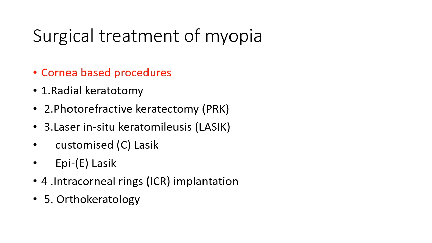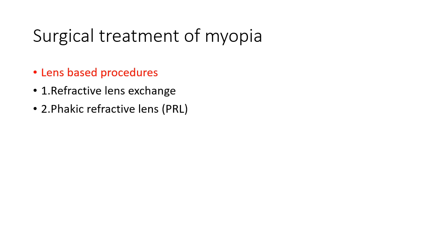Then what is the surgical treatment of myopia? The question can be on refractive surgeries for the treatment of myopia. So there are cornea based procedures and lens based procedures. There is radial keratotomy, photorefractive keratectomy, laser in situ keratomileusis, that is customized and epi-LASIK, intracorneal rings, and orthokeratology. These are the cornea based procedures. Then there are lens based procedures for the treatment of myopia, that is refractive lens exchange and phakic refractive lens.